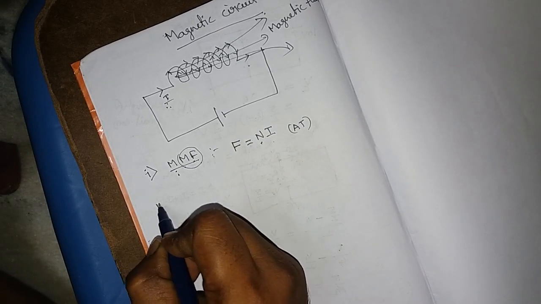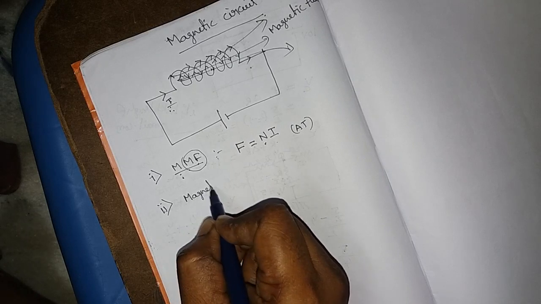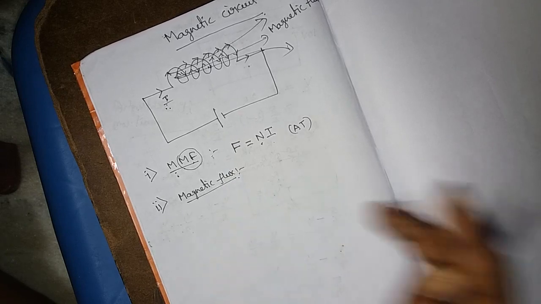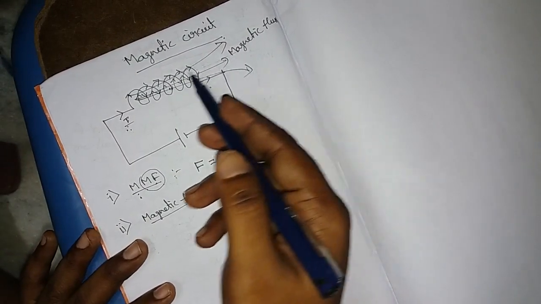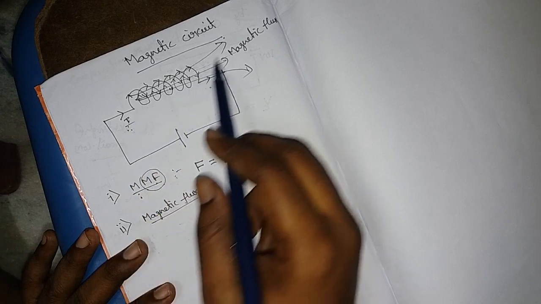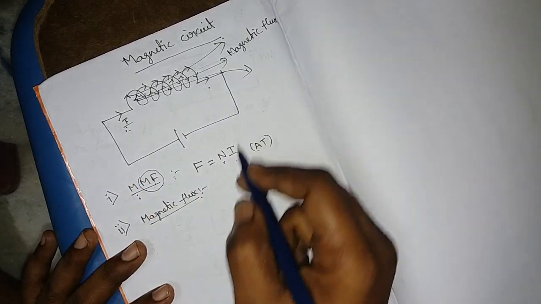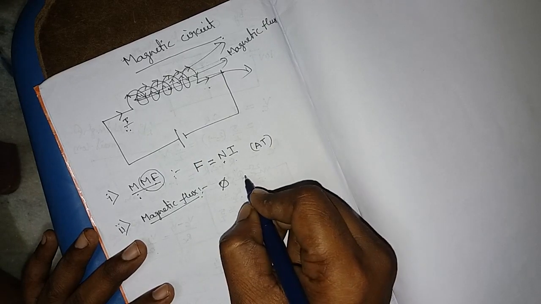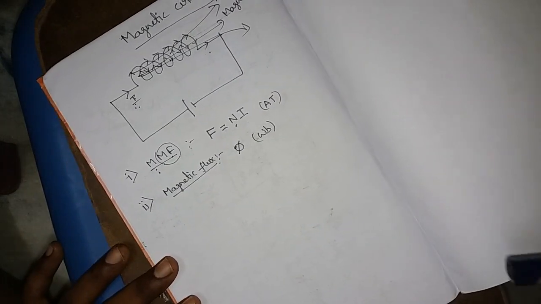The second one is, what is magnetic flux? Already we defined it. This is the magnetic flux. That means the lines of force distributing throughout the coil are called magnetic flux. It is denoted by phi. The units are Webers.